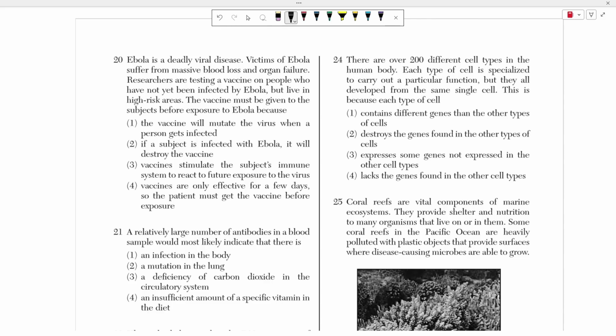So number 20 talks about Ebola. It says that it's a deadly viral disease. Victims of Ebola suffer from massive blood loss and organ failure. Researchers are testing a vaccine on people who have not yet been infected by Ebola but live in high-risk areas. The vaccine must be given to subjects before exposure to the Ebola virus because vaccines stimulate the subject's immune system to react to future exposure to the virus.